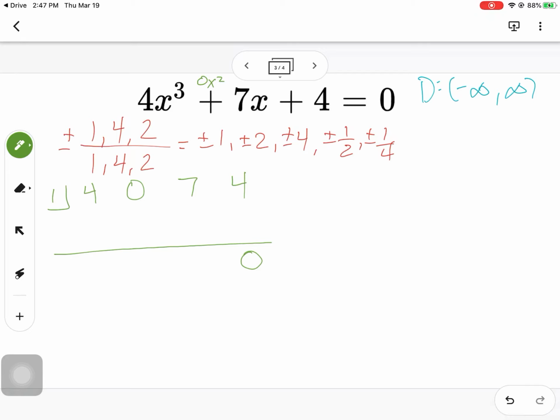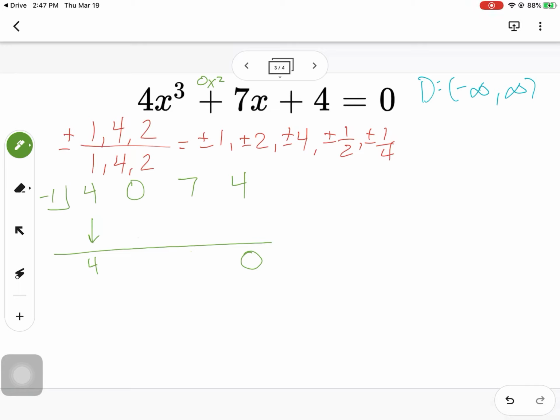So if I put a 1 in the box and I do the actual synthetic division each time, the 4 comes straight down. 4 times 1 gives me 4. 0 plus 4 is 4. 4 times 1 again is still 4. That's going to give me 11. Okay, that does not give me 0. So I need to try a new number.